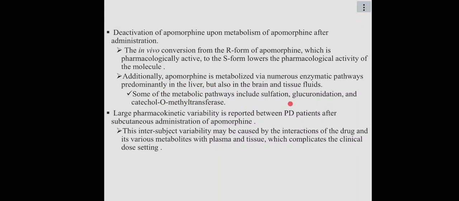and of course another challenge. Some of the metabolic pathways include sulfation or sulfur-oxidation, glucuronidation, and catechol-O-methyltransferase, or the oxidative O-methylation, where, because of the catechol hydroxyl group, you can undergo methylation of that hydroxyl group. Then large pharmacokinetic variability is another problem, in that in different people there is variation in their pharmacokinetic profiles. And because of that, again, it becomes a problem to standardize the dose, because different people have different pharmacokinetics.